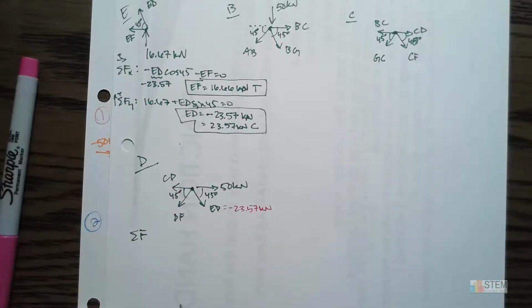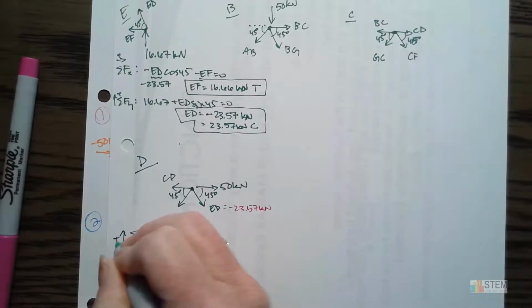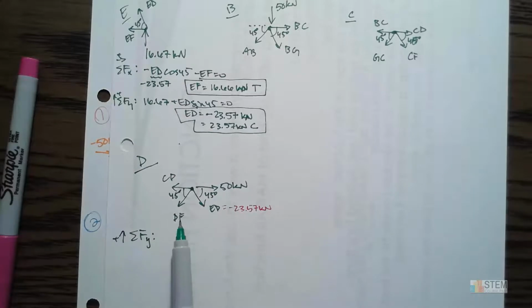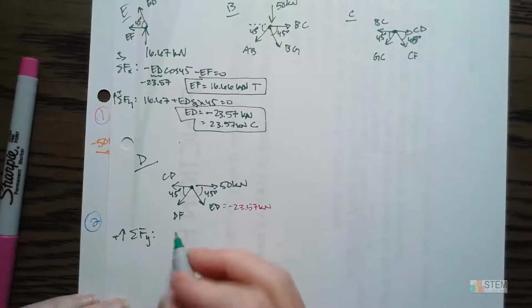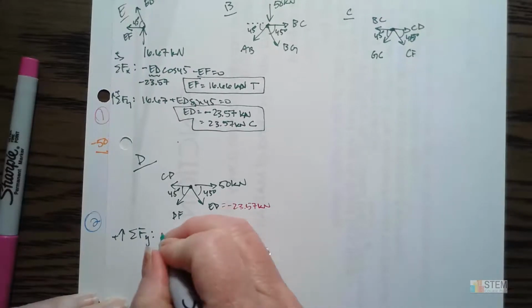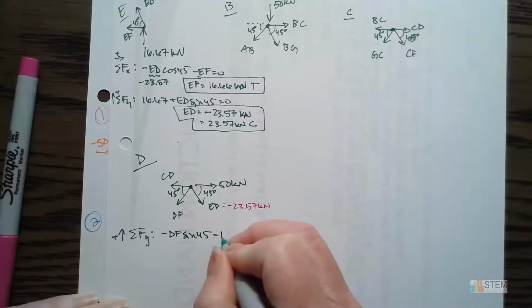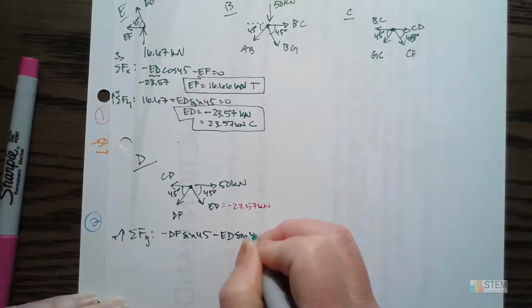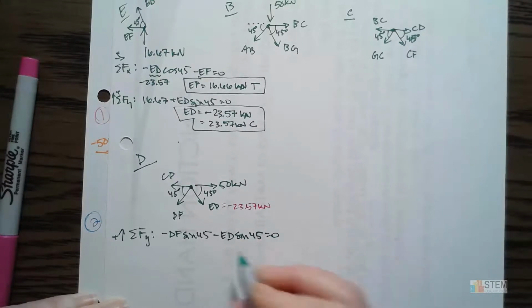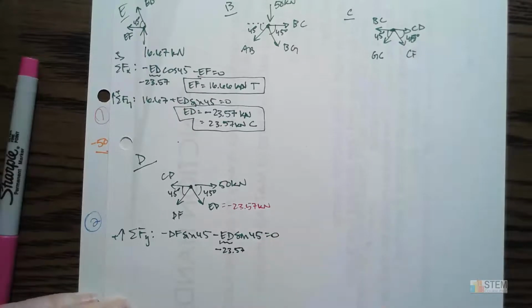Let's do the y equation first. And I say that because this will be the only unknown in that equation. So we can solve for DF and then get CD. Okay, so for the y equation, I've got negative DF sine 45, and then we've got minus ED sine 45. And then I know what ED is, right? So I'm going to plug in the negative 23.57. And then we can solve for DF.